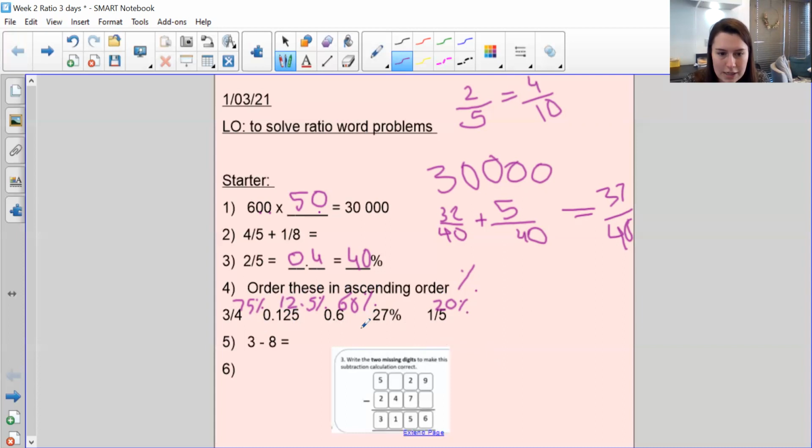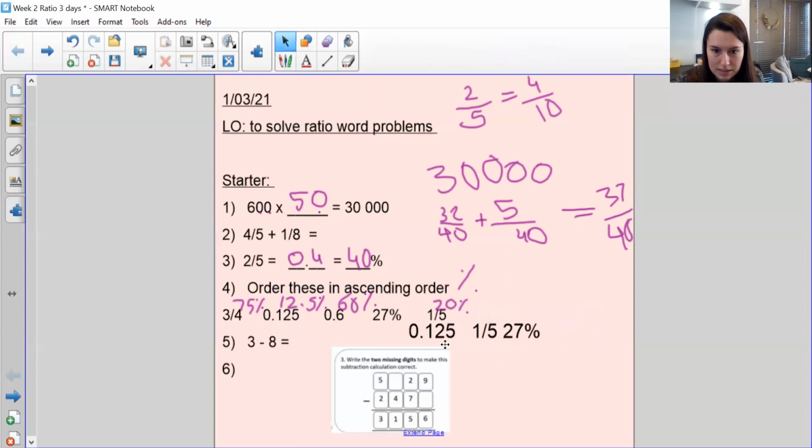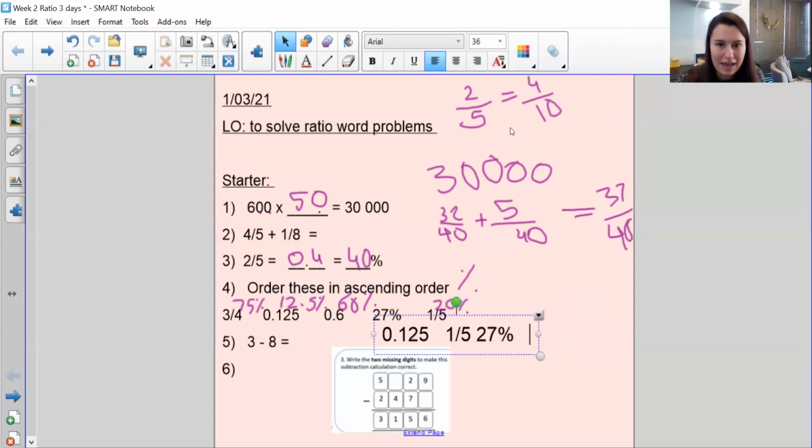So I start with my smallest. I'm going to type this instead. Then the next smallest would be 1/5. I'm putting them back into their original form. Then it would be 27%. I'm going to have to move this over a little bit to give myself more space. Okay, now I've got a little bit more space. So I had my original numbers, 0.125. I've got my 1/5. I've got my 27%. Then it would be my 0.6. And then my 3/4 in ascending order, going up.